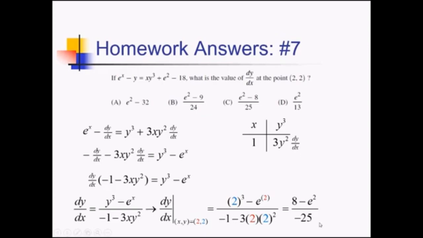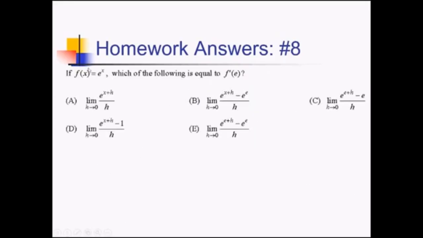That does not, unfortunately, match any of the answer choices. The only one with a 25 in it is choice C. And in fact, if you change all the signs in this fraction, which we're allowed to do because you're basically multiplying by negative 1 over itself, we end up with e squared minus 8 over positive 25, so just reversing all the signs in a fraction, and that does match answer choice C.